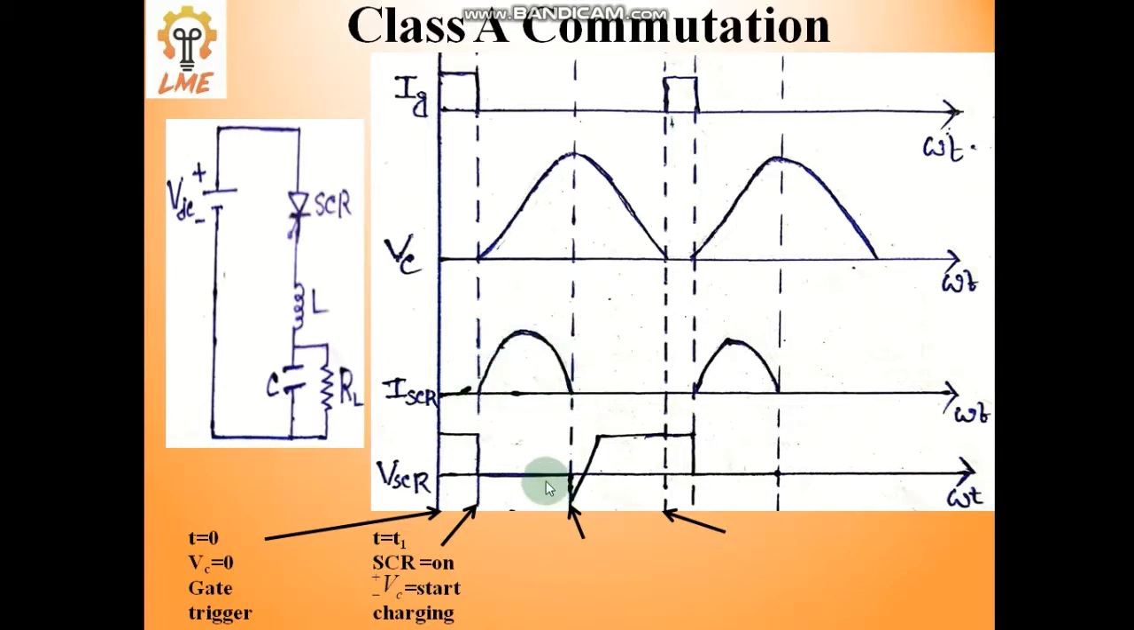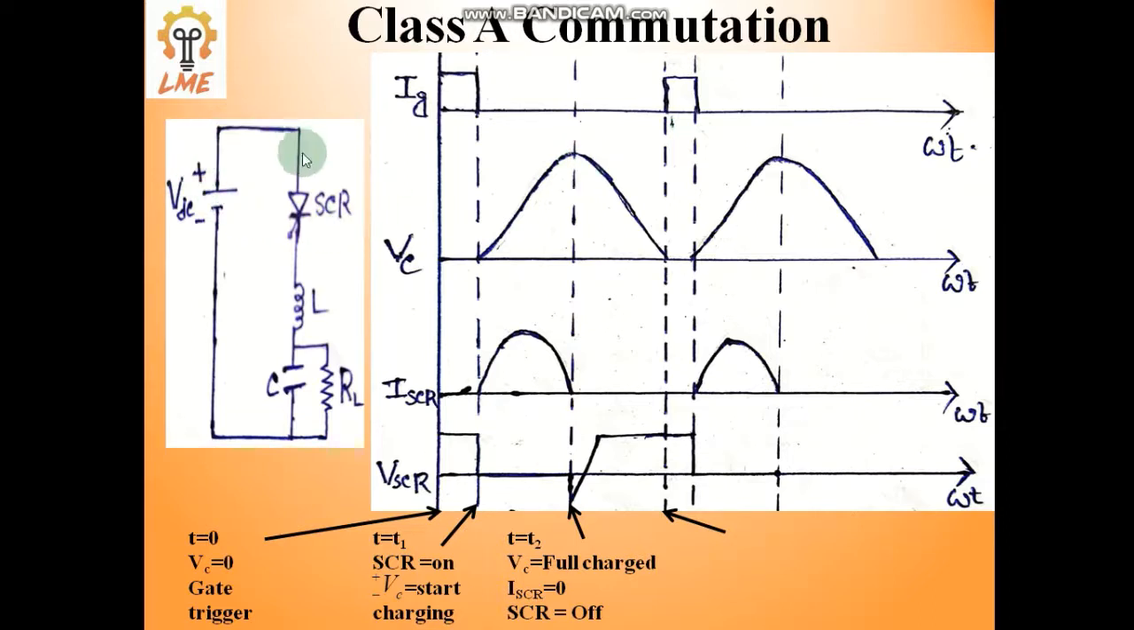At the particular point when T equal to T2, the capacitor is fully charged with the help of this VDC, means the DC supply. The capacitor is fully charged. When the capacitor is fully charged, then what will happen?